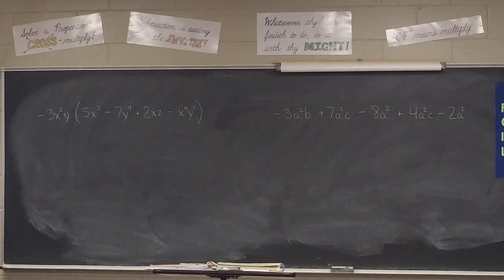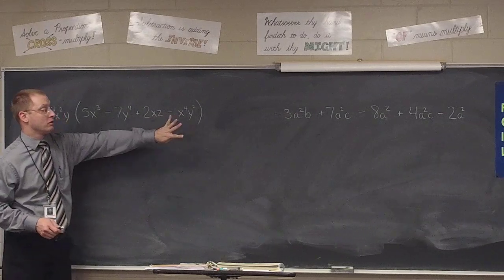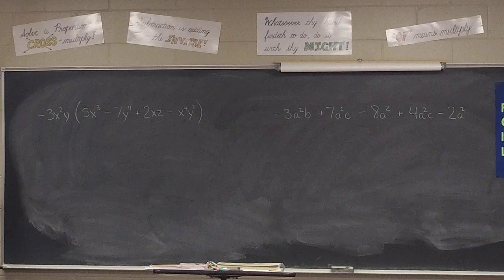All right, let's go and take a look at these together. Looking at the first one here, multiplication. Three steps to multiplication. Class, they are? Sign, number, letter. Sign, number, letter. How many times do I have to sign, number, letter to fully distribute the negative 3x squared y, Joshua? 3. 1, 2, 3. Oh, 4. 4 terms. I'm going to have to sign, number, letter 4 different times.